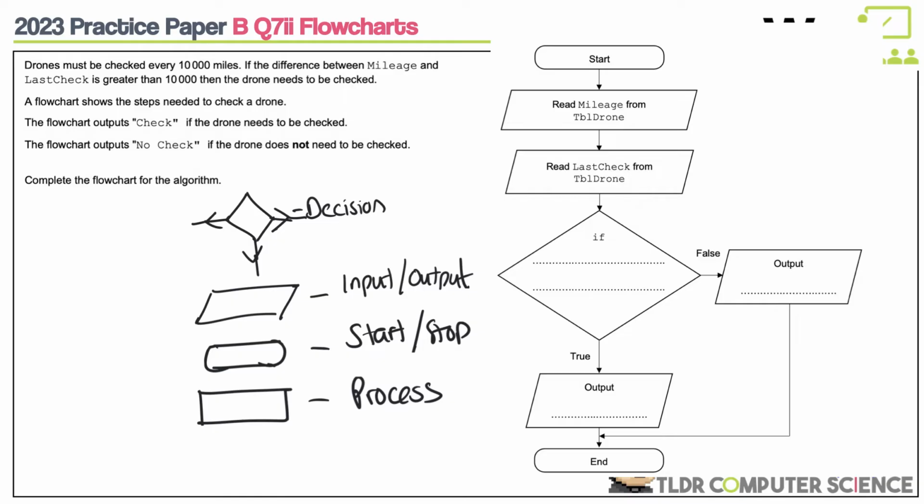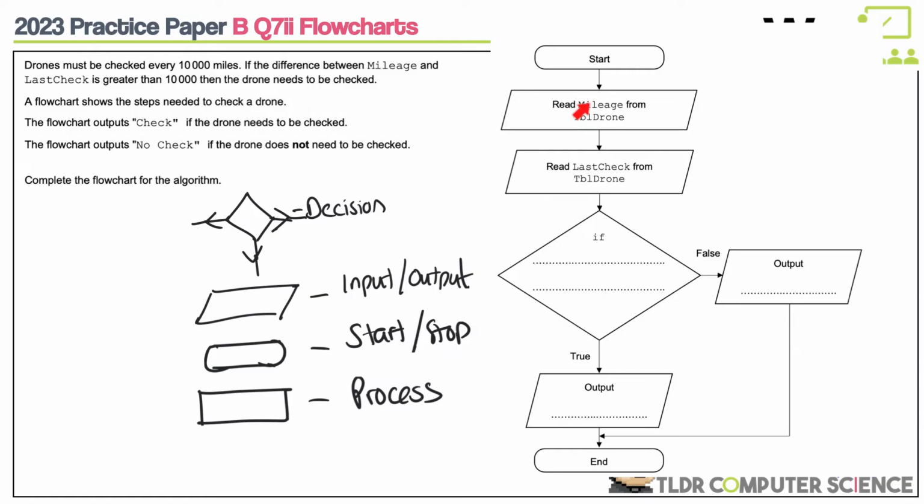All right. So we've got our start. Being as that is a parallelogram, that means it's an input or an output. In this case, it's an input. It's reading the mileage from drones. It reads the last check from table drones. So it's got these 2 different values. And then to do the if, well, we have to do the thing I haven't done, which is actually to read this bit here. So take a moment and let's read this.